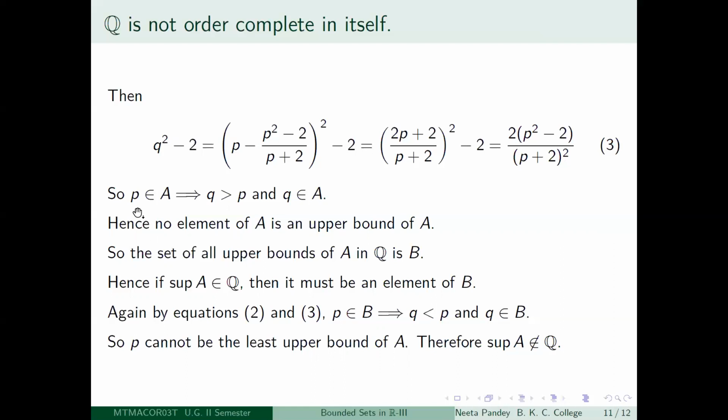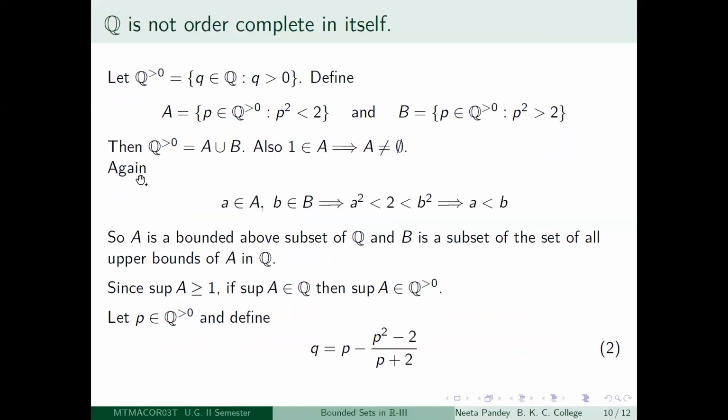Very good. So suppose that p belongs to A. So what did we do? We chose any rational number which is positive. Then it will either belong to A or it will belong to B. So first we say that suppose it belongs to A. So if it belongs to A, then p squared is less than 2. So what does that mean? That p squared minus 2 is a negative number. Denominator here is always positive. Notice p is positive, and if you add 2 to it, it is positive. So p squared minus 2 will be negative if p belongs to A.